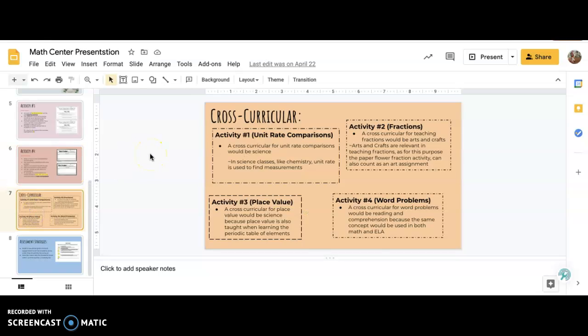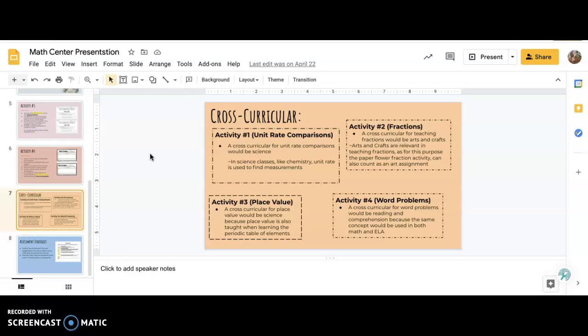As for the cross-curricular for each activity, for activity 1, unit rate comparisons, the cross-curricular would be science, as in chemistry, unit rate is used to find measurements. For activity 2, fractions, the cross-curricular would be arts and crafts, because for that purpose, the paper plate flower activity can also serve as an art assignment.